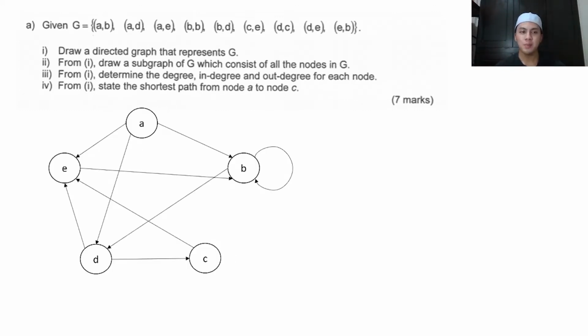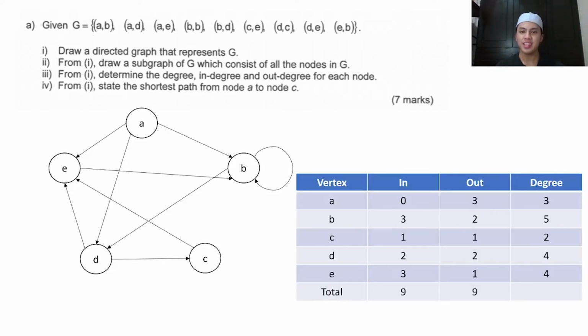From 1, determine the degree, in degree, and out degree for each node. In degree is how many edges that you receive from other nodes, and out degree is how many edges that you point out to other nodes. Like A, it has 0 in degree because all of the edges are pointed to other nodes like E, D, and B. So degree is just in and out combined, and in and out degree must have the same total, 9 in this case.